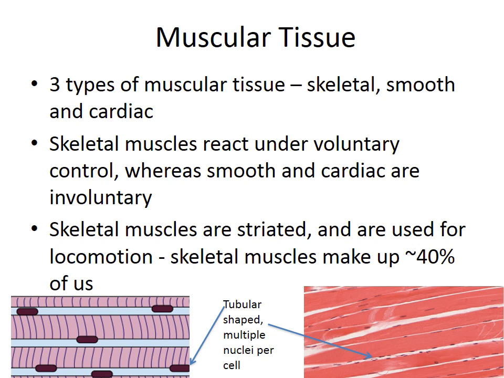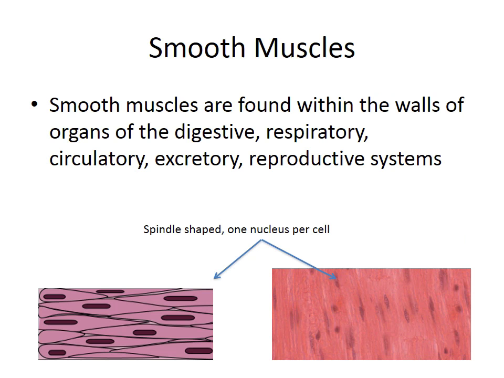So these are all skeletal muscles, and you can see that they're striated, so you know they have striations, and these are the nuclei in between, and they're tubular cells. And there are many nuclei per cell, and this is an actual picture of a muscle, not a cartoon version as I just drew over.